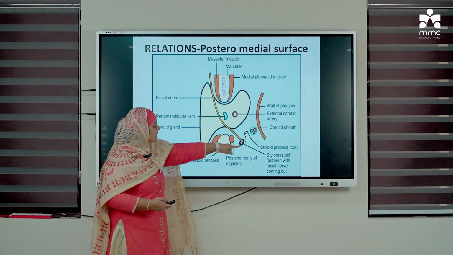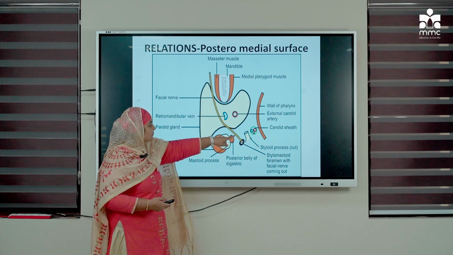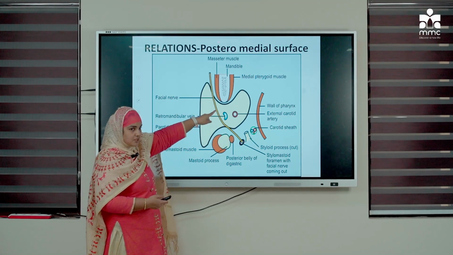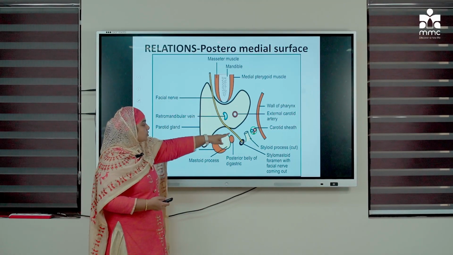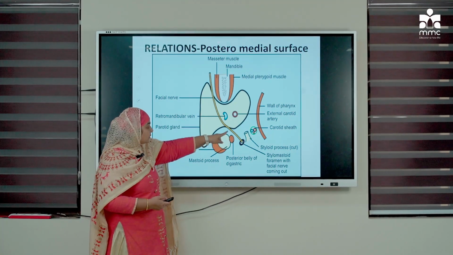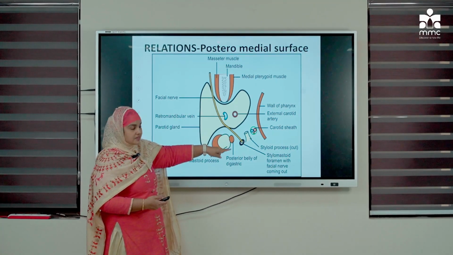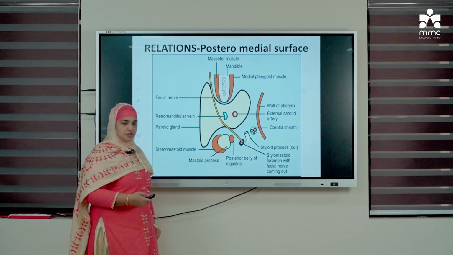Then here we have the stylomastoid foramen through which the facial nerve emerges and enters the parotid gland. Also, we have the relation of the external carotid artery in the posterior medial surface. We also have part of the carotid sheath.